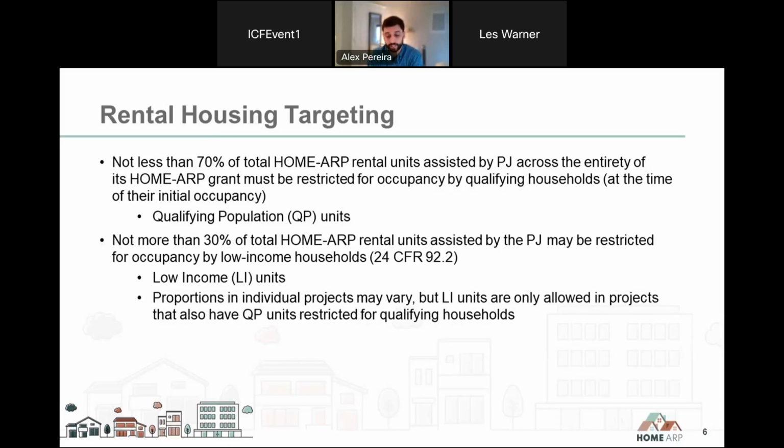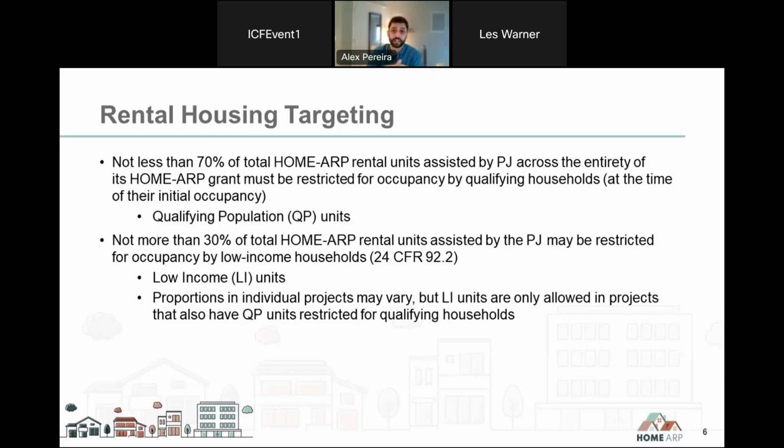So let's talk about targeting. If you're familiar with HOME-ARP, you may know that HOME-ARP was designed to primarily serve households that fall under one of the 4 qualifying populations, or QPs. We'll talk about those four definitions in the next slide. But under rental housing, there is an additional flexibility that's being provided in that not 100% of HOME-ARP rental units must be occupied by QP units. And I'll kind of explain what that means.